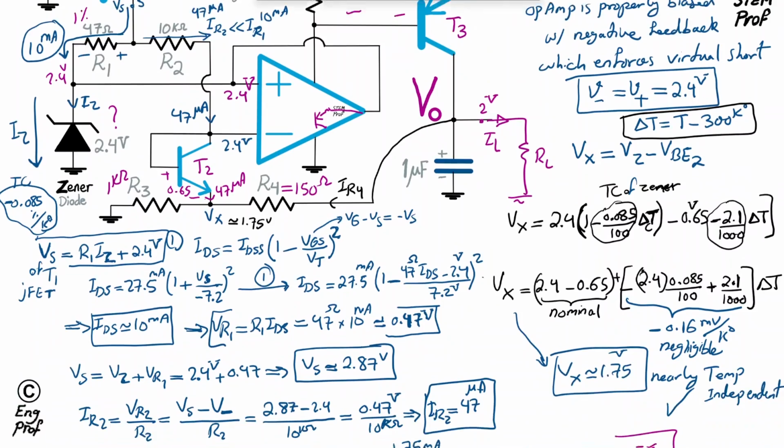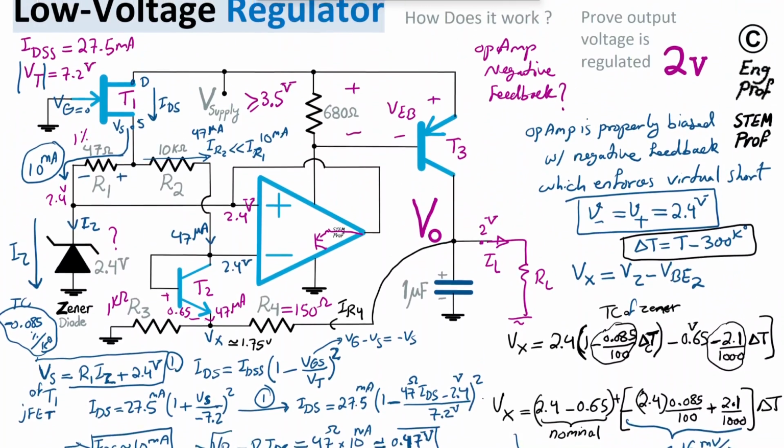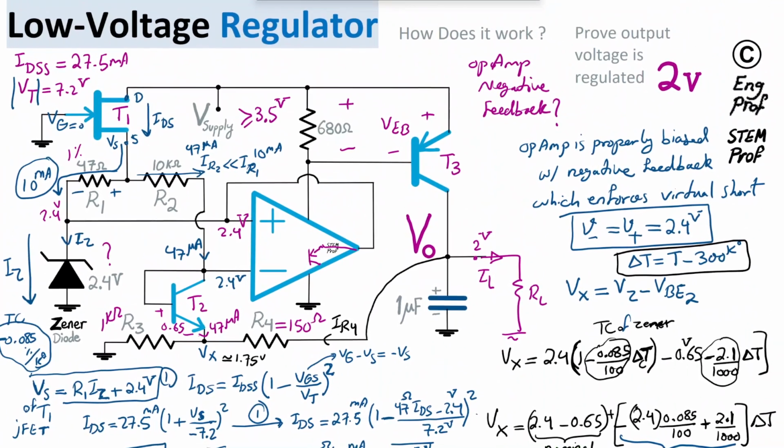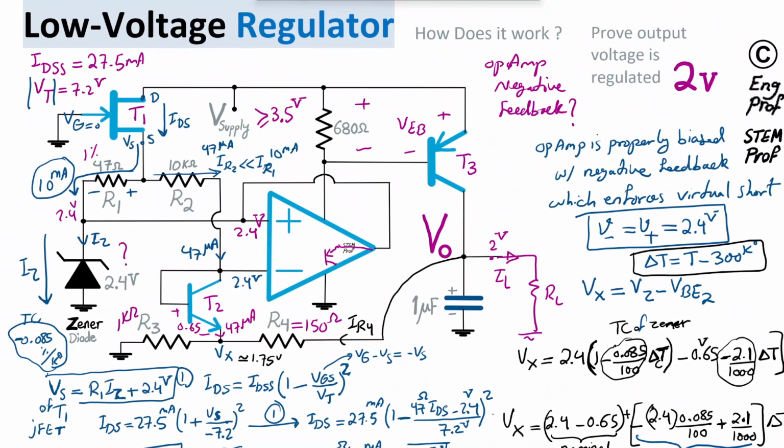With that said, I hope that this example is helpful to show how a low voltage regulator can be designed and analyzed, and we're just using a few transistors and one op amp and one Zener diode.